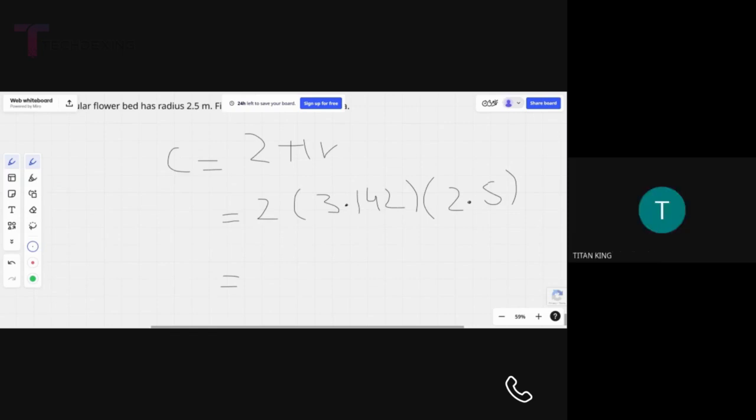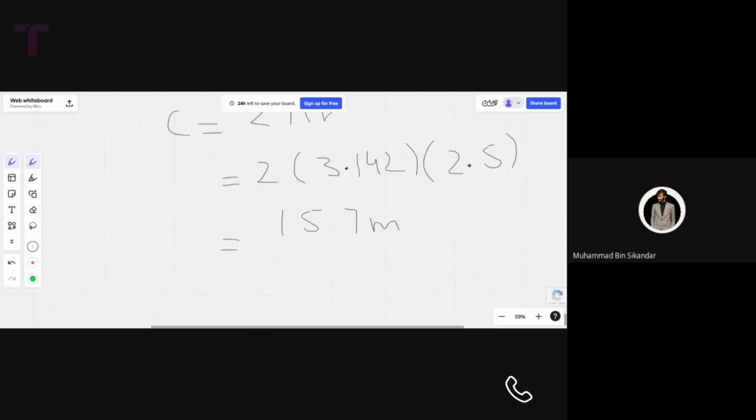Okay, so 2 bracket 3.14 close bracket 2.5. So it would be 15.7. What unit? Centimeter, sorry, meter. Meter square? Here we won't write square. Why won't we write square? Because it is circumference. Square only comes in area.